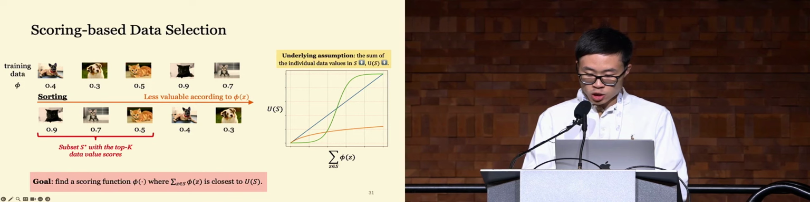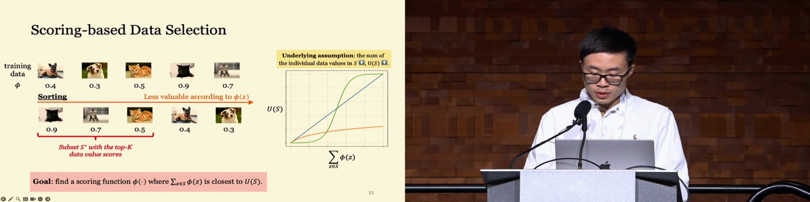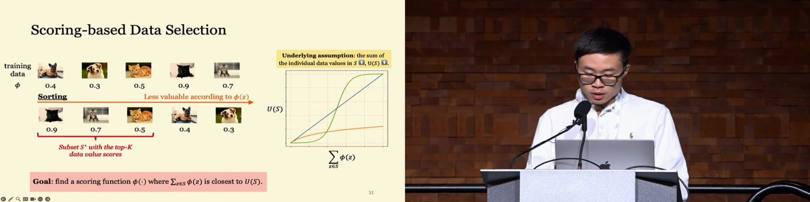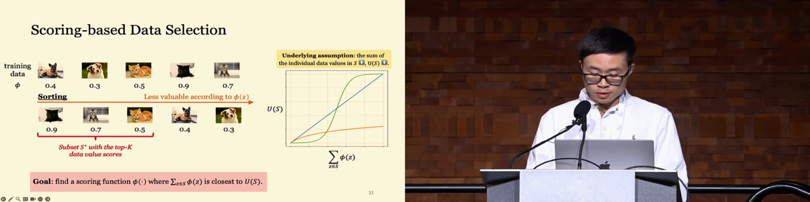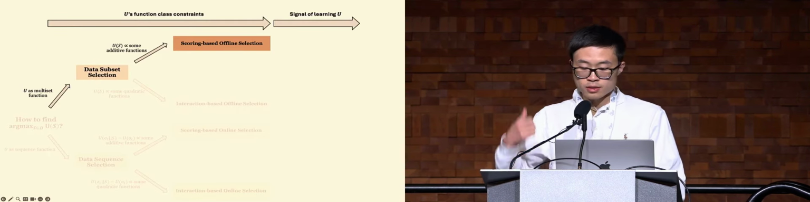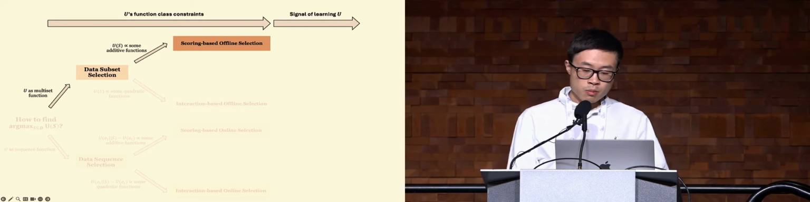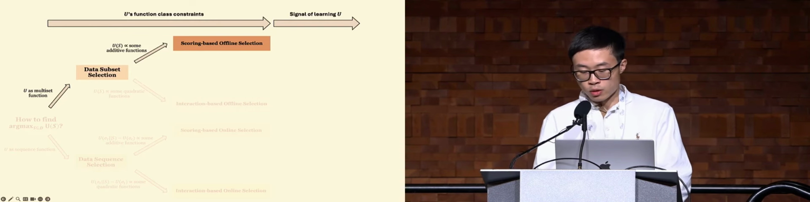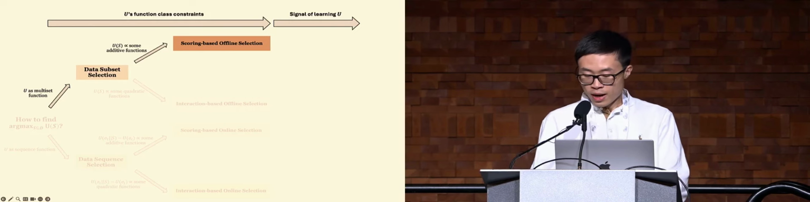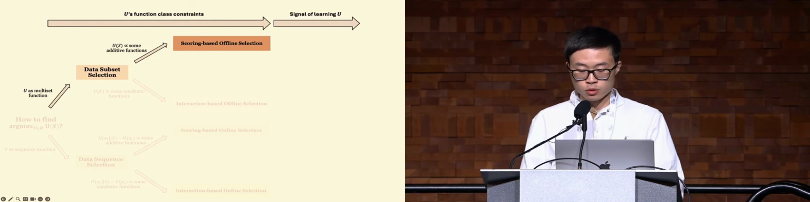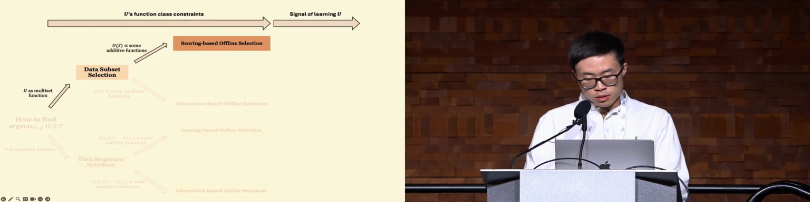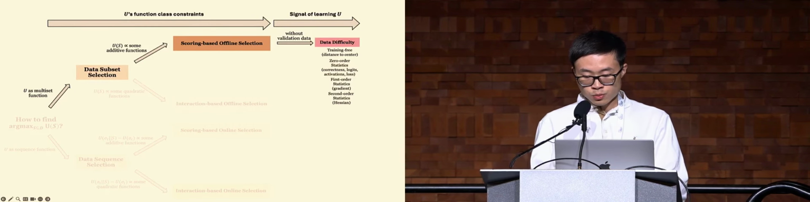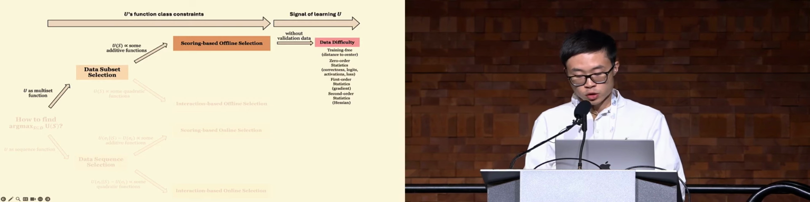For scoring-based data selection, each individual data point gets a score based on some criteria, like model uncertainty or gradient norm. We then simply sort each example by the scores and select the top K. The underlying assumption behind this type of technique is that the sum of these data value scores across the data points in the dataset is a reliable indicator of that dataset's utility. So the scoring-based selection methods explore different scoring functions for each individual point and hope that the summation is correlated with the ground truth utility function.